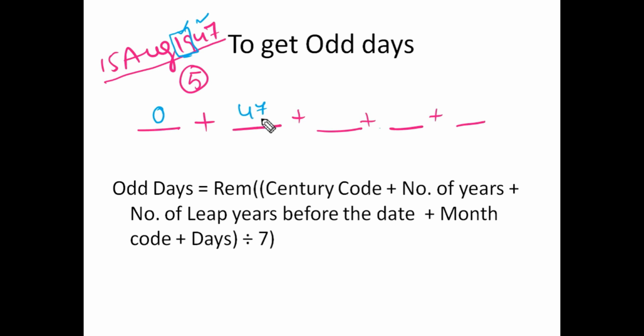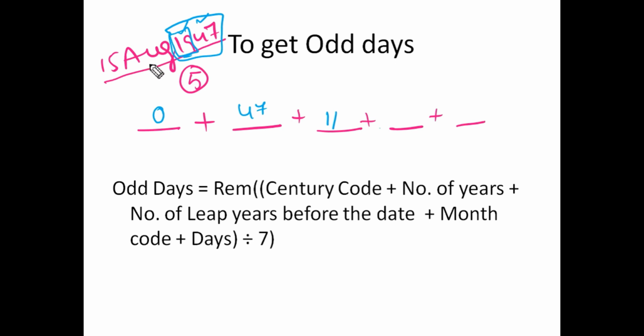In those 47 years, how many leap years are there? So how to get leap years? Divide by 4, take the quotient. So 11 is the quotient. Next, with this the year is completed. So with these three things, the year is completed.